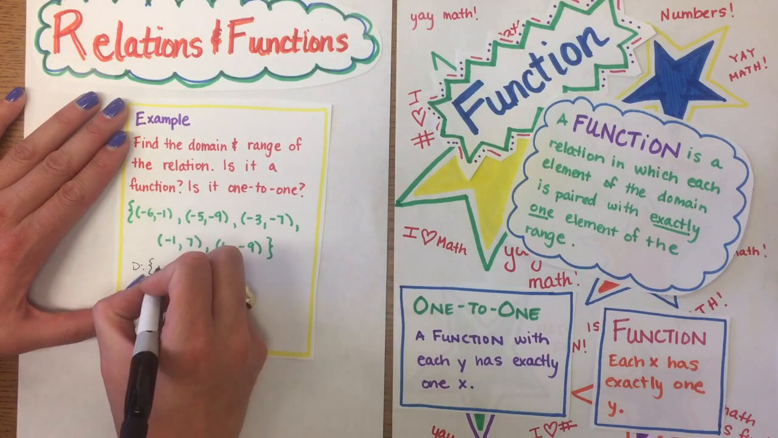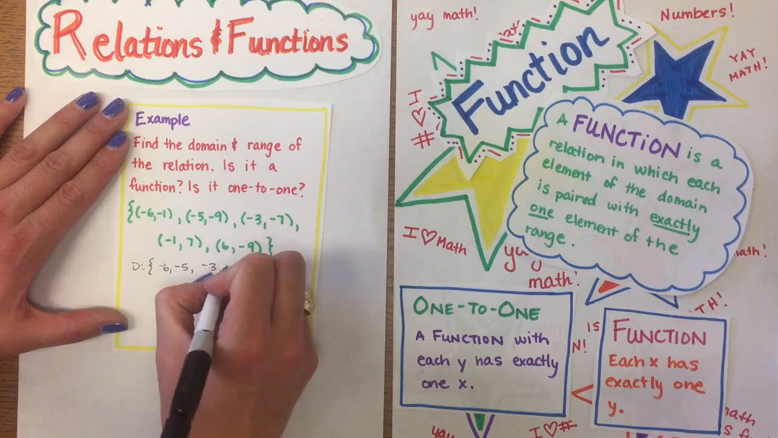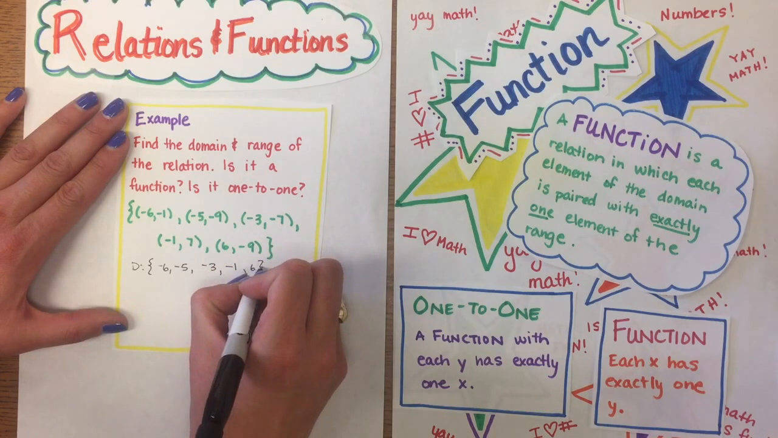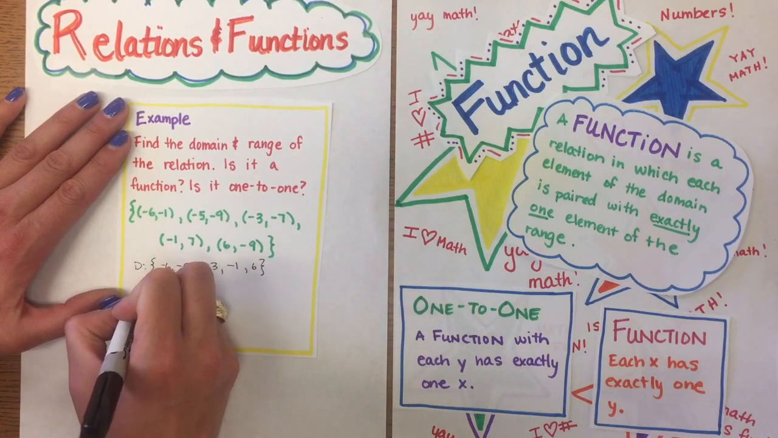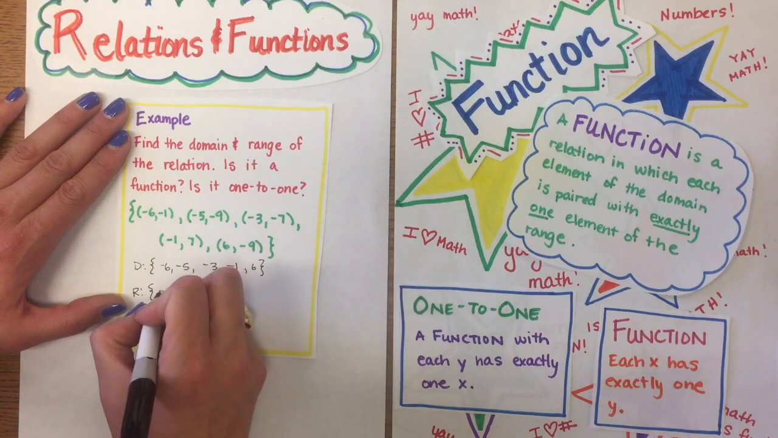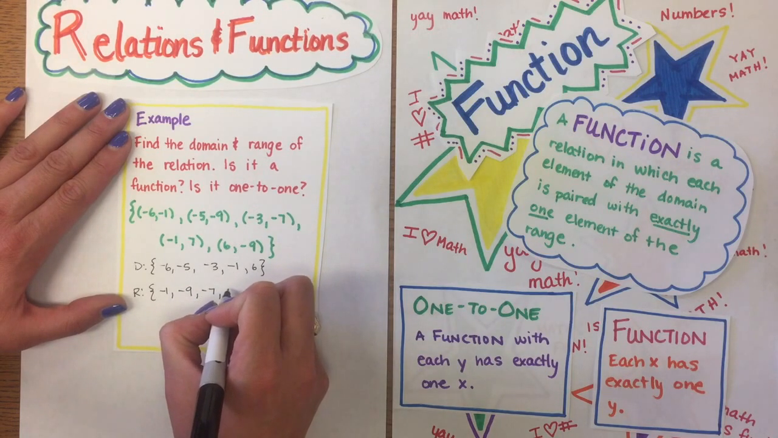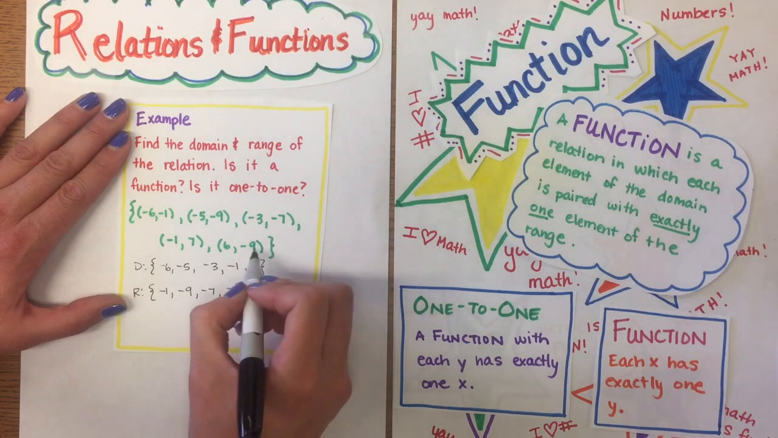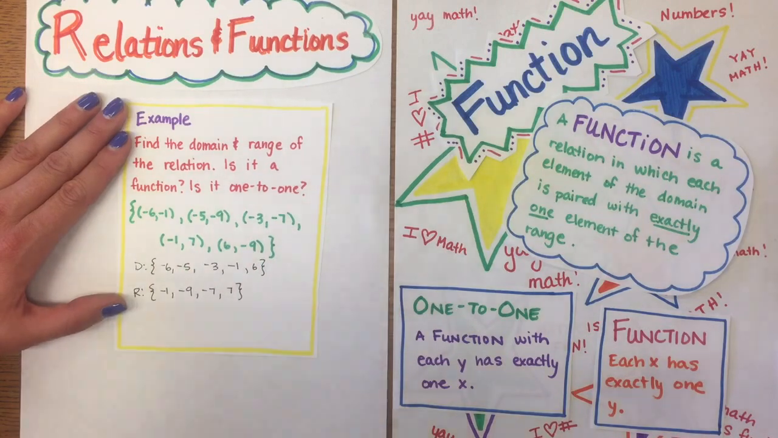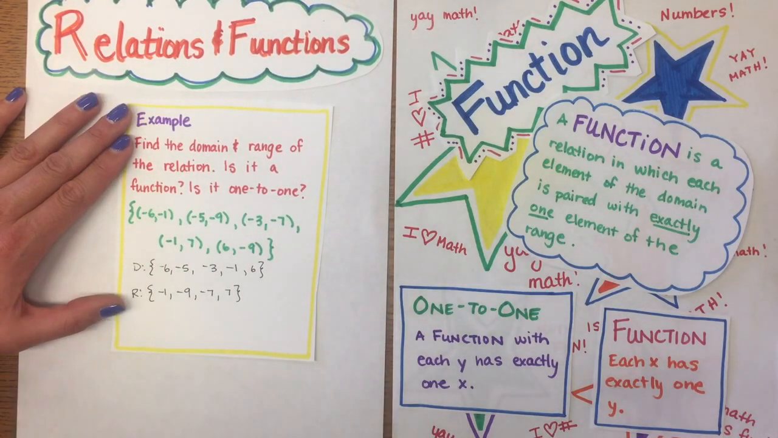So my x values are -6, -5, -3, -1, and 6. For my range values, I'm going to list all of the y values: -1, -9, -7, and 7. -9 already appears in my range, so I'm not going to list it again. We're not going to repeat range values.